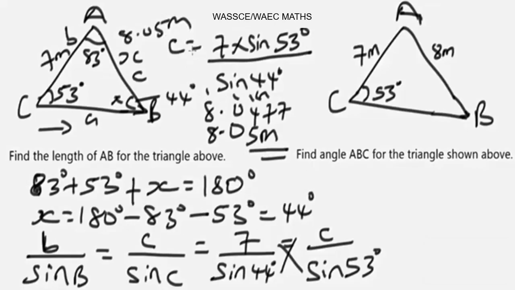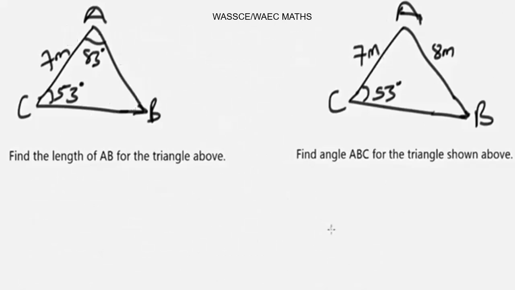Now let's wipe this and look at how to solve the second problem for this triangle. For this triangle, find angle ABC for the triangle shown above. Angle ABC means we are looking for the middle angle. I explained this in geometry when we treated geometry. To get our angle ABC, that is angle B, we need to apply the sine rule. Let's firstly label the sides. This is A, this is B, this is C. The sides are opposite the angles.